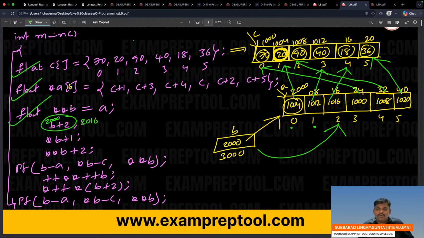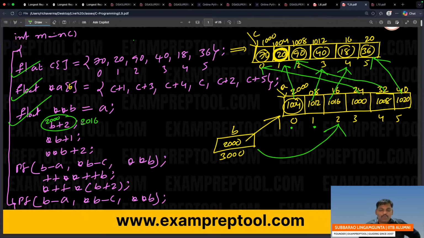Someone is asking why B will print 2000, why not 3000? Remember, variable means inside or outside? That is the reason I repeated it again and again. Variable means inside. Array means outside.